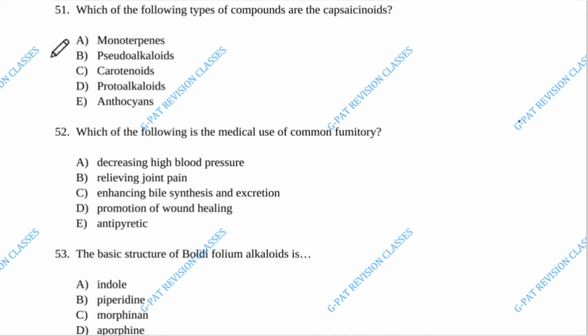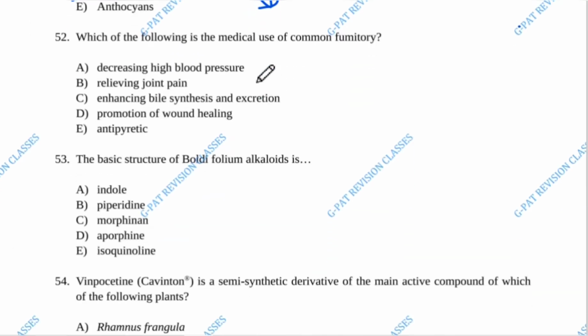Question number 51: which of the following types of compound are the capsaicinoids? The answer is D, protoalkaloids. Okay, next is question number 52: which of the following is the medical use of common fumitory? The answer is C, enhancing bile synthesis and excretion.